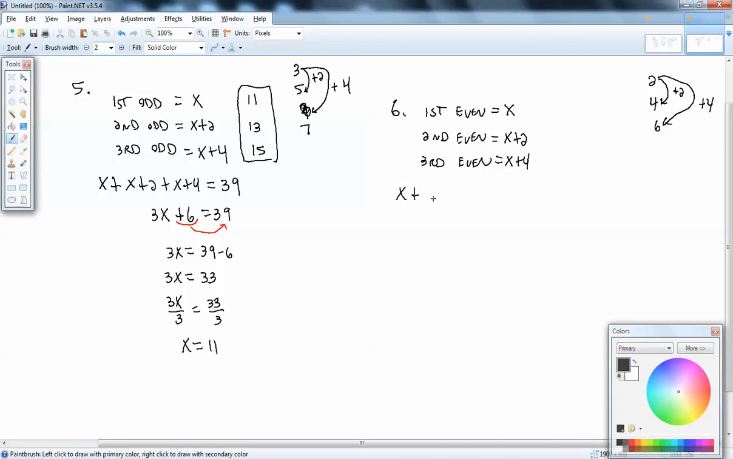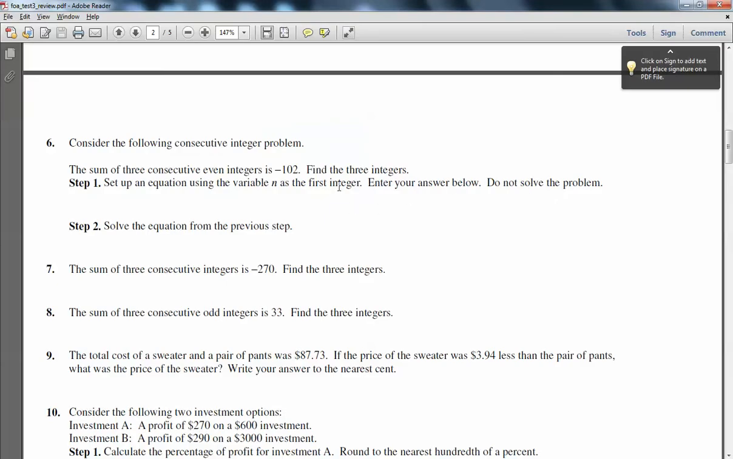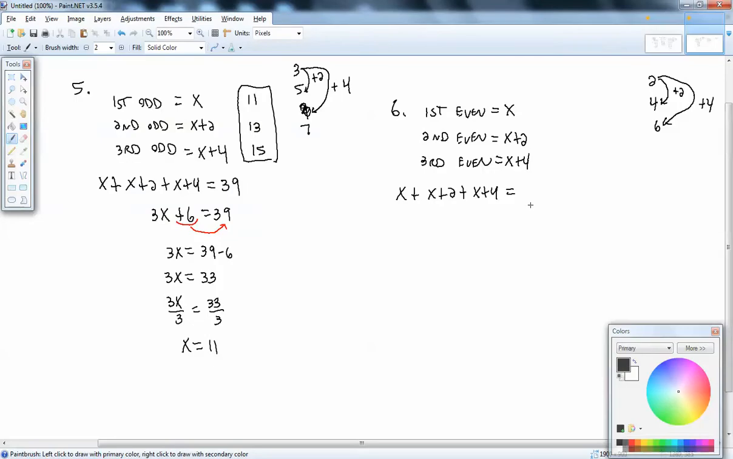Okay, now these probably add up to something. So x plus 2 plus x plus 4 is going to equal negative 102. Combine together like terms. X plus x is 3x. 2 plus 4 is 6.